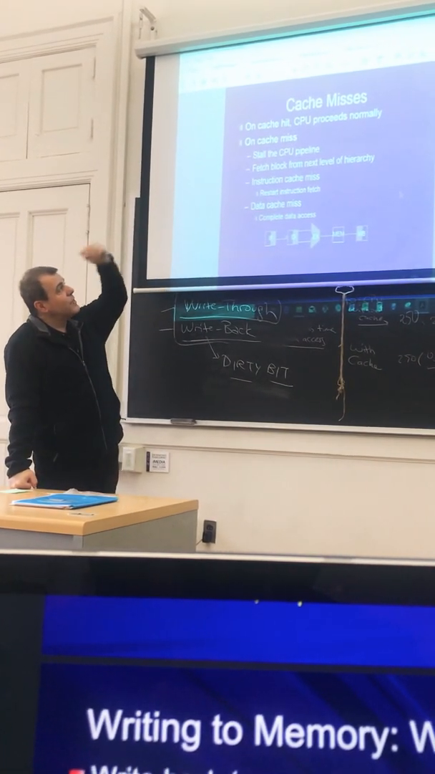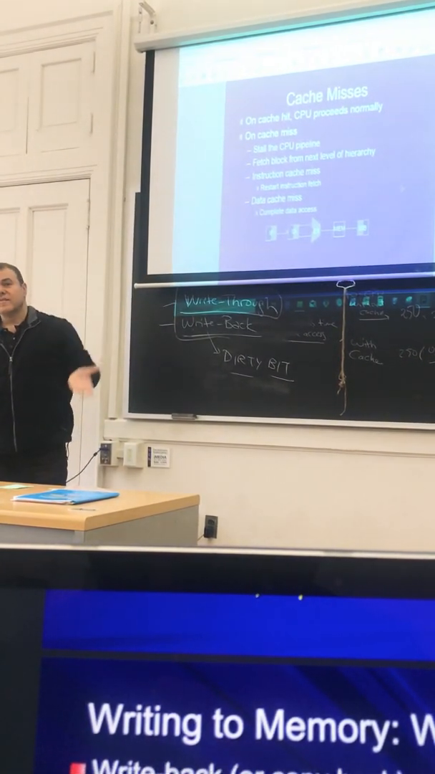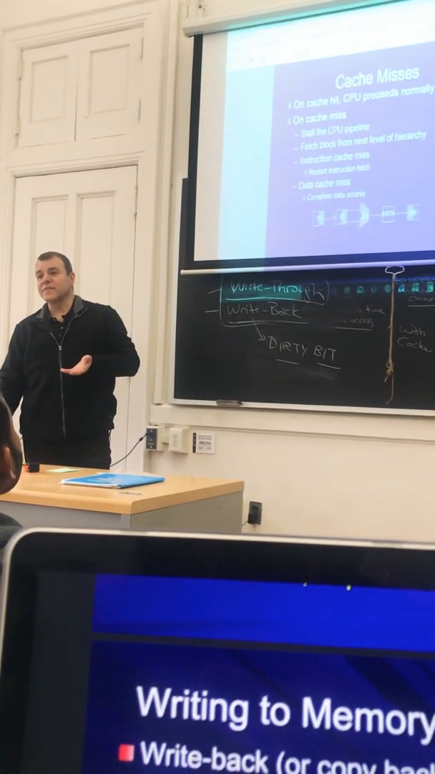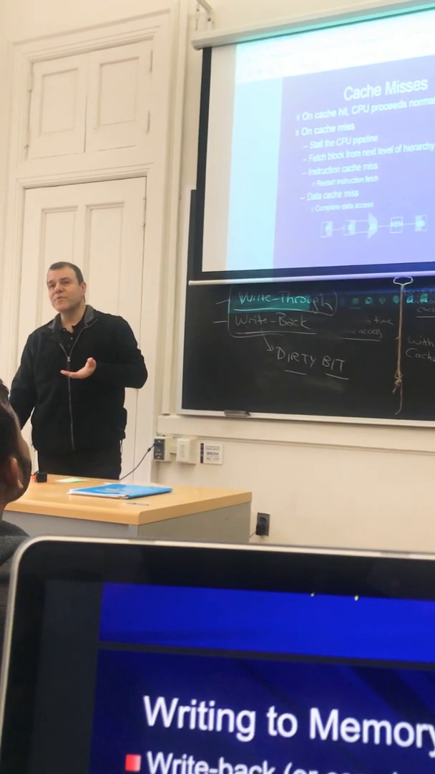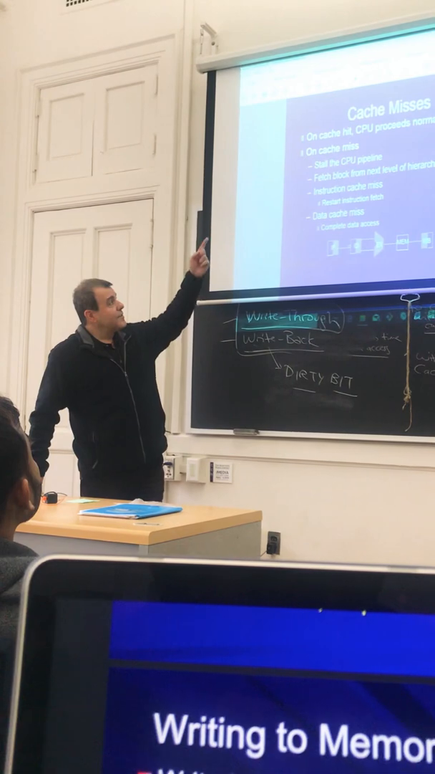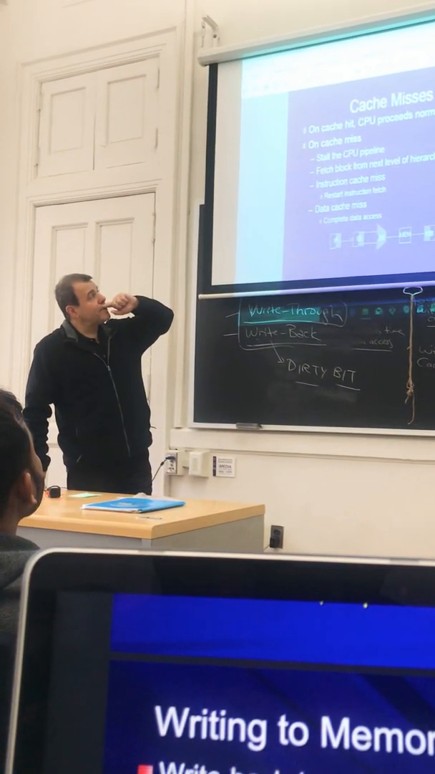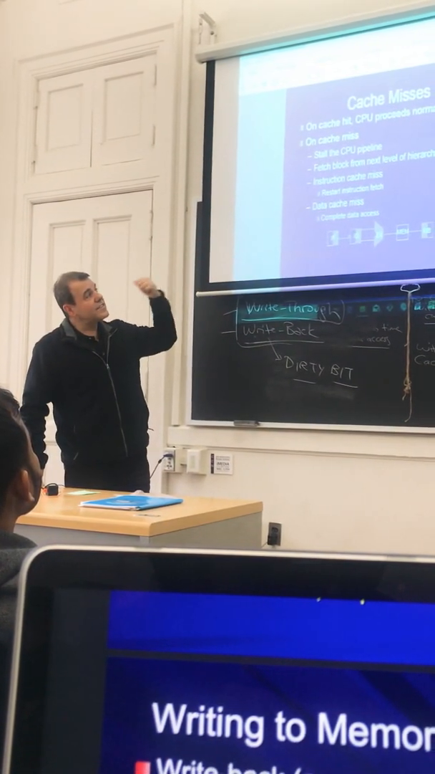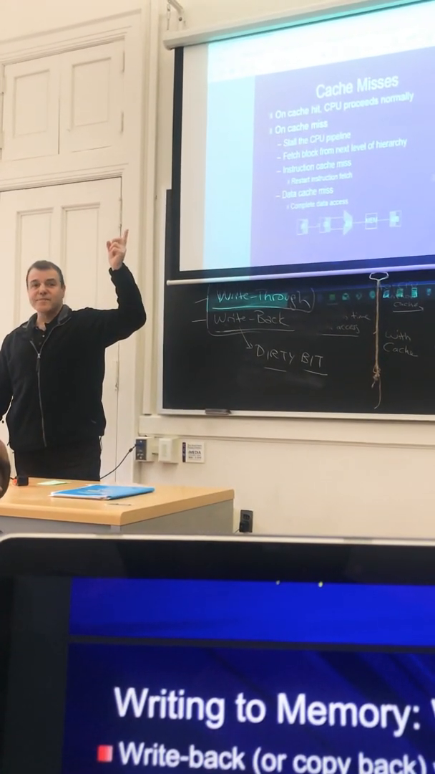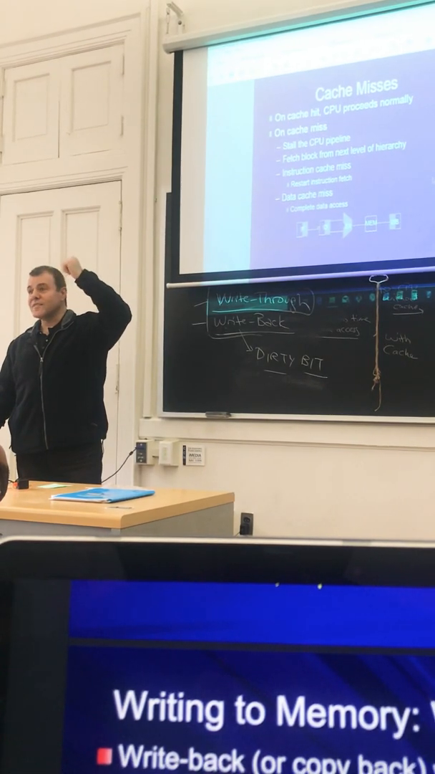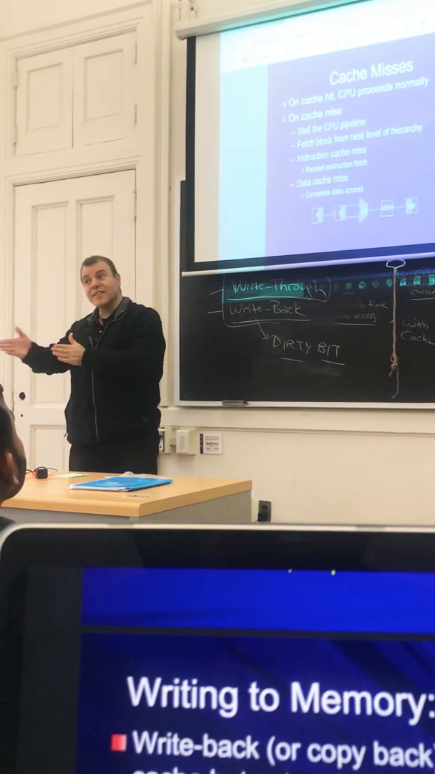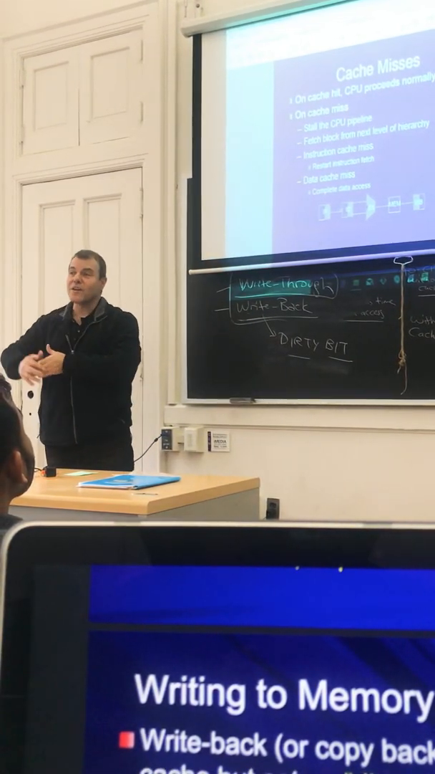On a cache hit, what do we do? Nothing. Everything goes normal. If everything is in the cache, everything is perfect. Like 90%, 95% of the time, that's what's going to happen. But if there's a cache miss, then you stall the pipe and fetch the block from the next level of the hierarchy. You see this word here, next level. Remember I mentioned L1 and L2 last time? Yes, so there may be multiple levels of caches, which makes things even more complex.